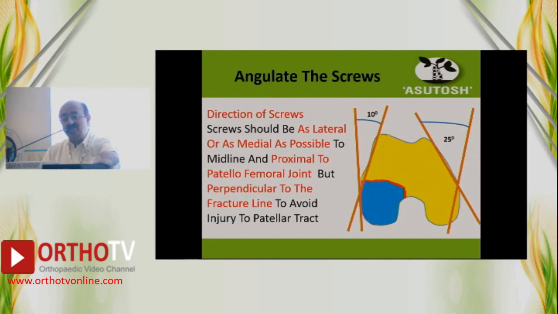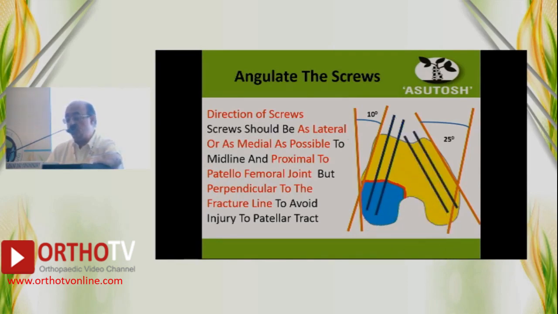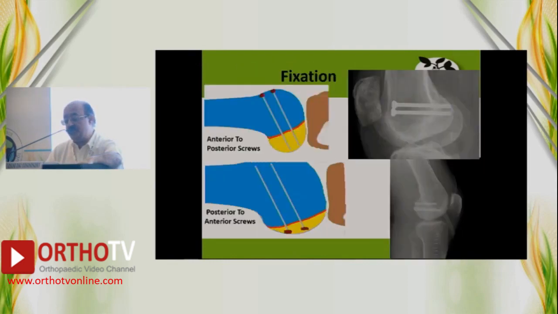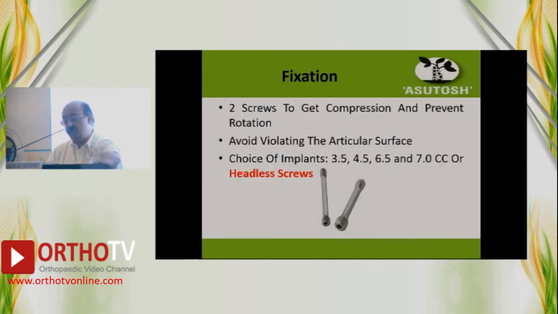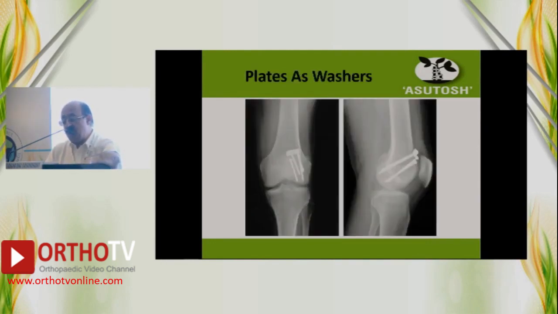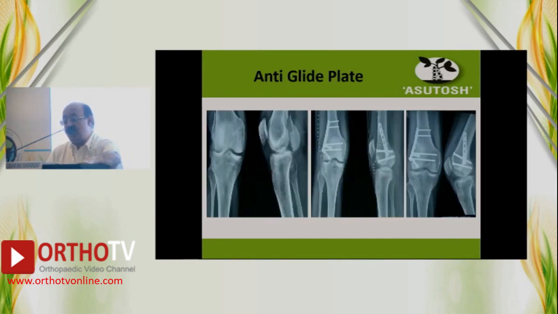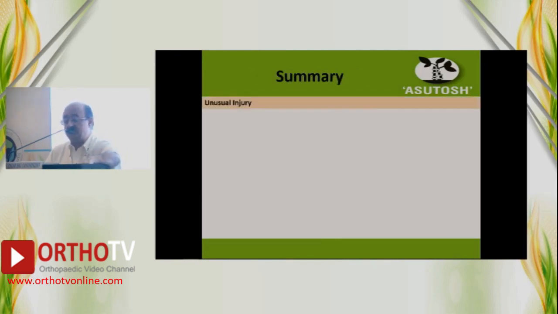They should be as lateral or as medial as possible, and they should be perpendicular to the fracture site. Remember that these screws would not go vertical, they would go parallel to the lateral surface. So these are anterior to posterior, but if the fragment is small, posterior to anterior screws should be used. Herbert or headless screws can be used, and you get long ones as well. And you could use a plate as a washer in osteoporotic fractures. Anti-glide plates may be used in case of shear fractures.